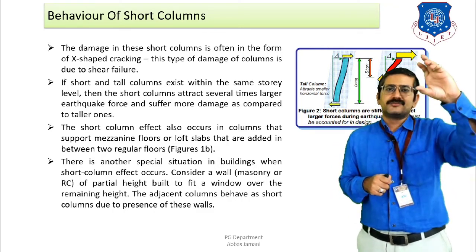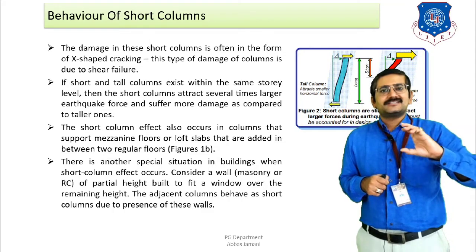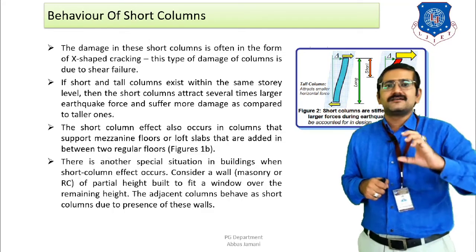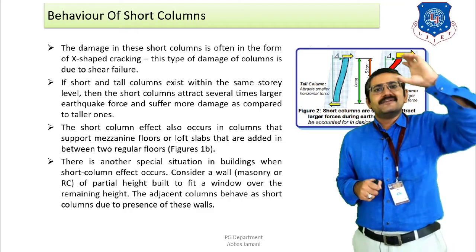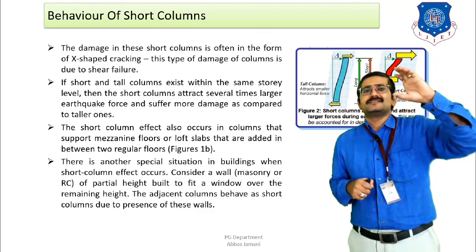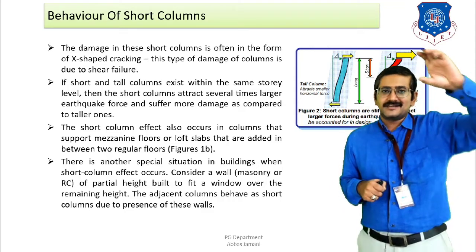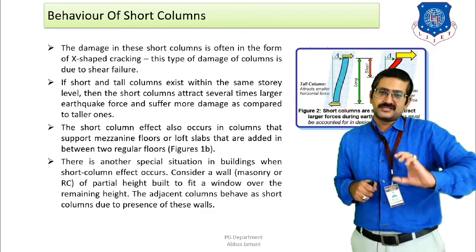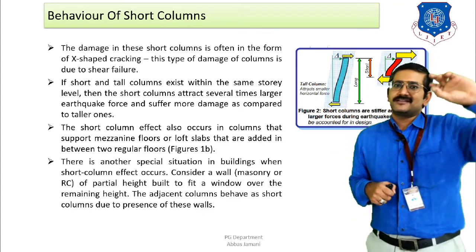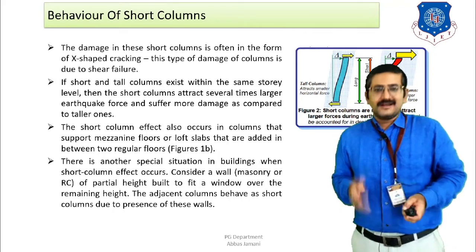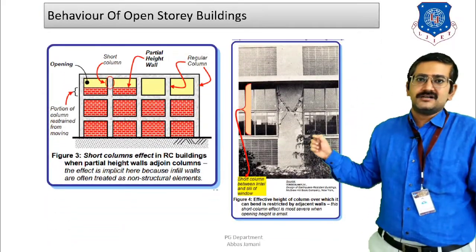When the opening is provided, the combined action will be there only in the portion where the masonry and the columns are acting together. Whereas in the portion above, where the masonry is not there, only the columns are going to resist, and the lateral strength is reduced as compared to the portion below, and as a result it is again considered a short column effect. Right? So let us see this by means of a figure.